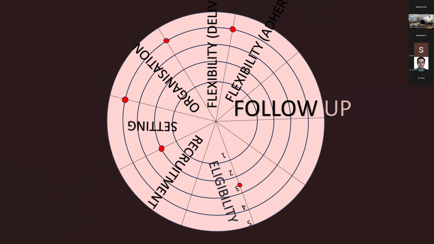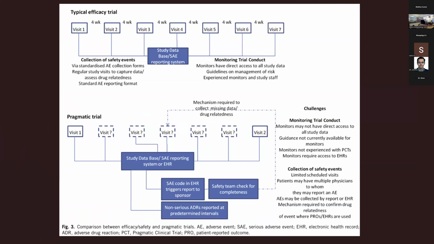So now looking at follow-up. How stringent is the follow-up strategy? When we look at a typical explanatory trial, the participants are followed up at regular intervals, at 2 weeks, 4 weeks, and data is collected regarding the trial at these follow-up intervals. And if there are any adverse events, that is also captured in this frequent follow-up.